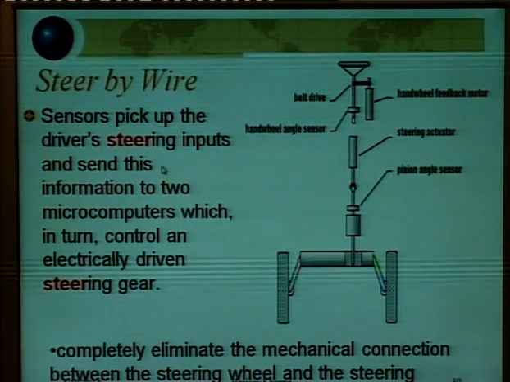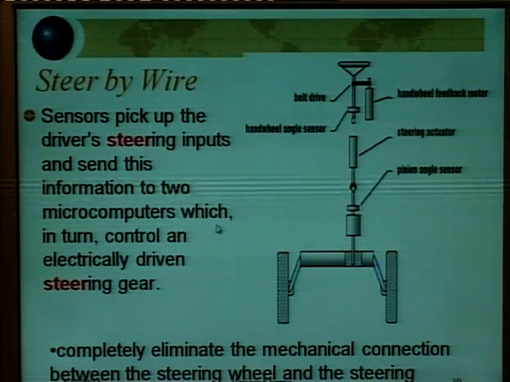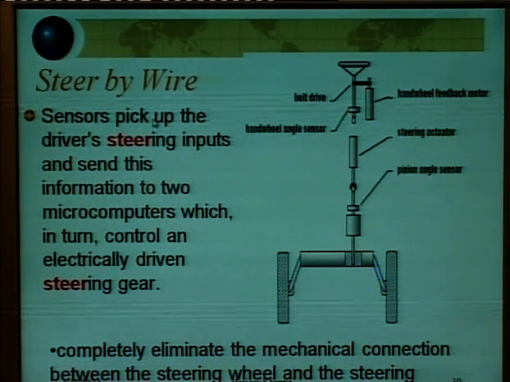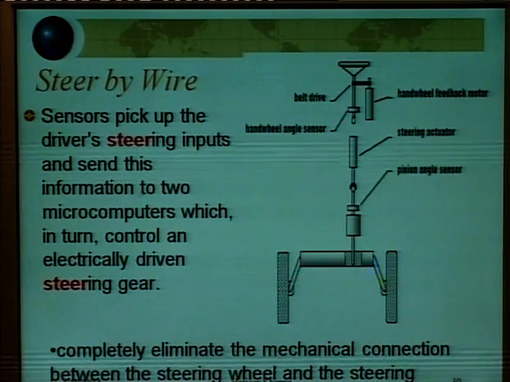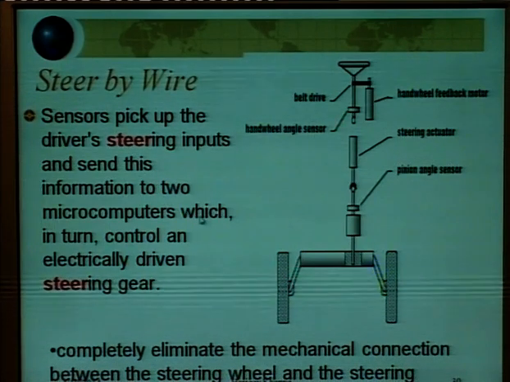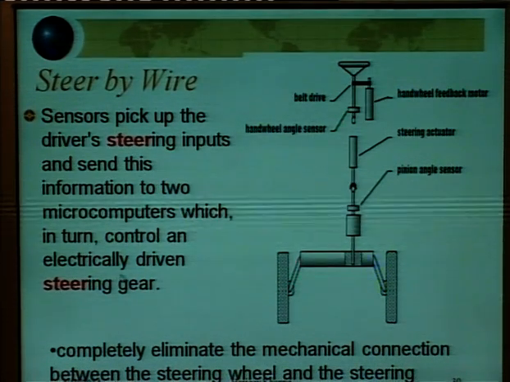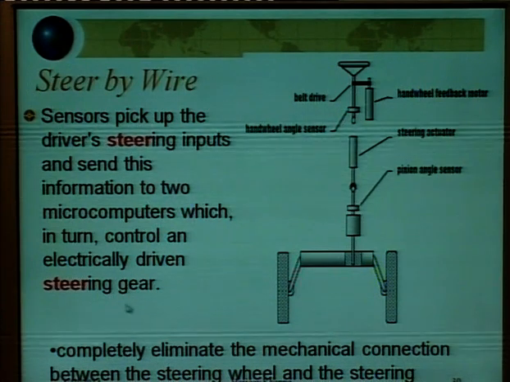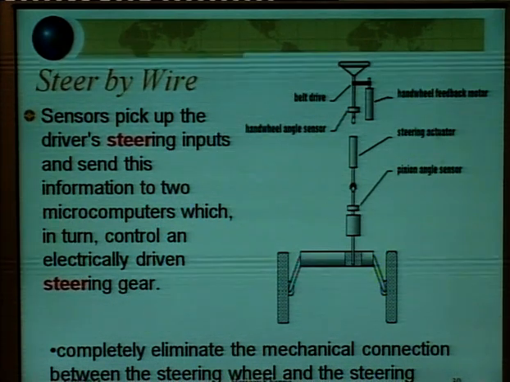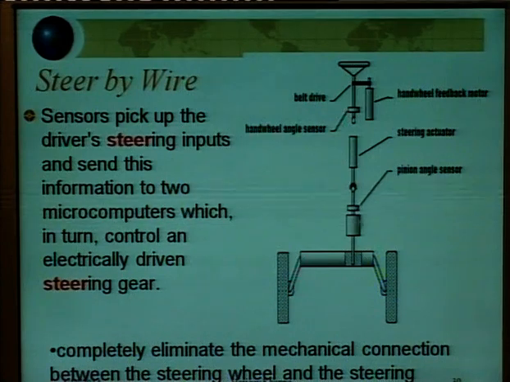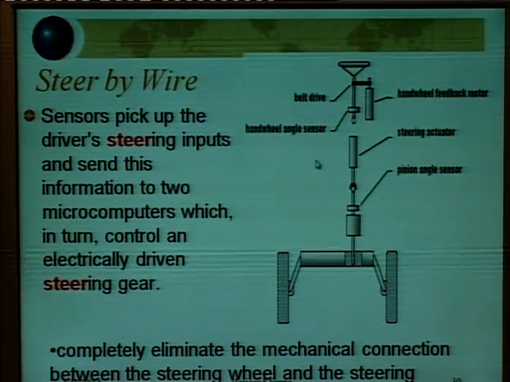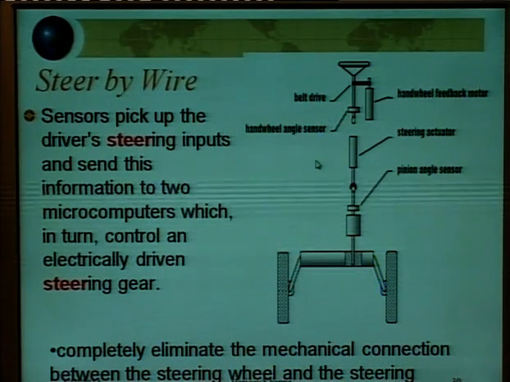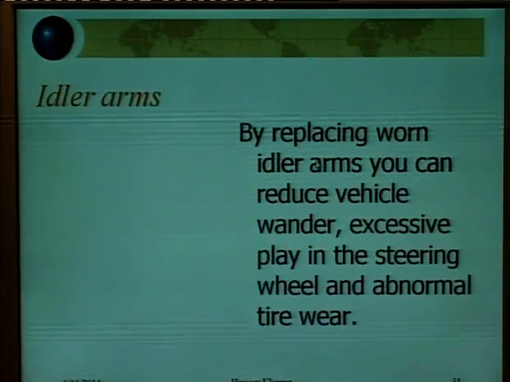Steer by wire. This is used in most modern automobiles. Sensors pick up the driver's steering inputs and send this information to two microcomputers, which in turn control an electrically driven steering gear. So this is totally electrical. This is used in Volvo and other vehicles. This completely eliminates the mechanical connection between the steering wheel and the steering.